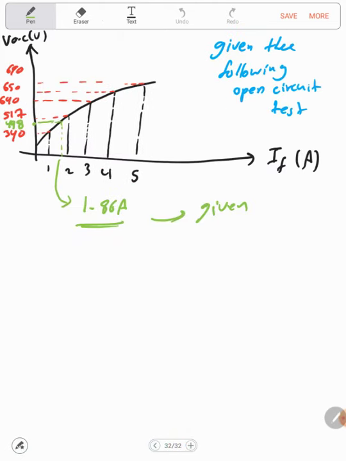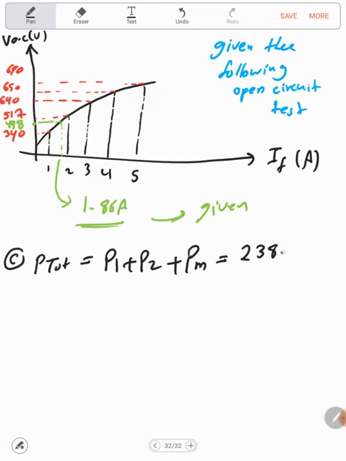So we need to find the total power consumed by the facility. So here, P total will equal to P1 plus P2 plus P motor, and P1, P2 already we know, it will never change. PM is the rated, which is the 100 horsepower. So doing the math, this will give 238.6 kilowatt.